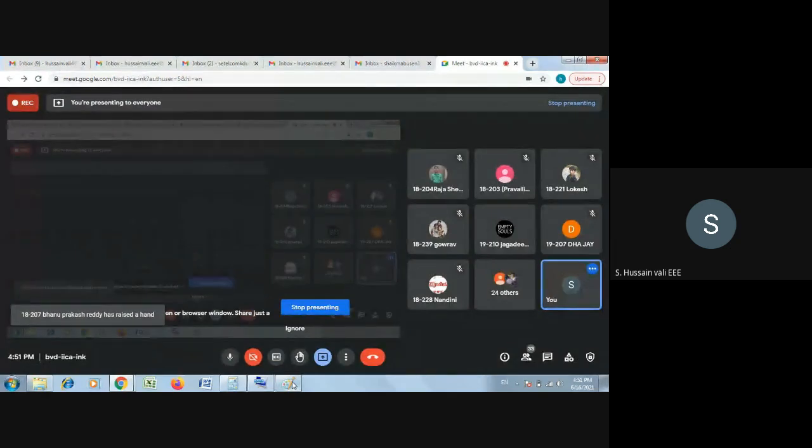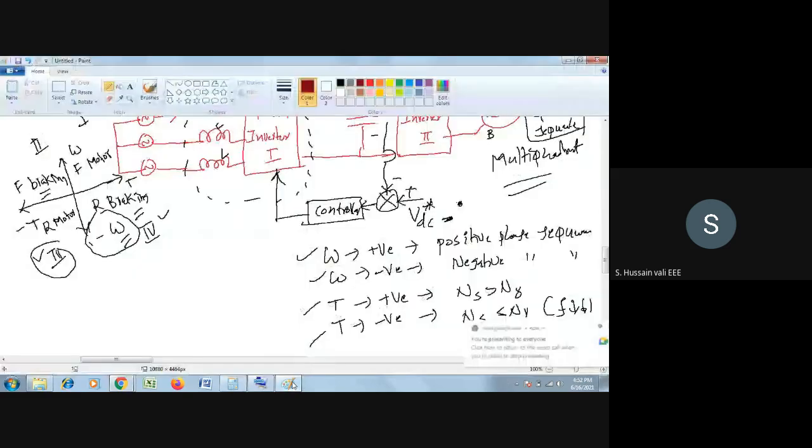Okay, now you see. What you are saying is that if torque is positive, we can say it is motoring, and when torque is negative, we can say it is braking. Are you saying this thing? Yes, sir.